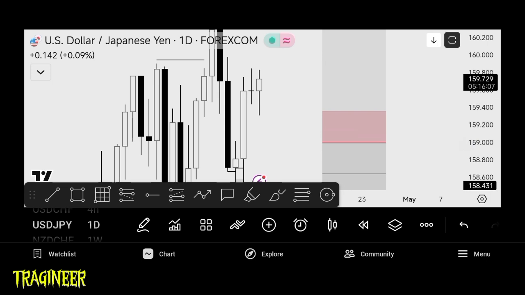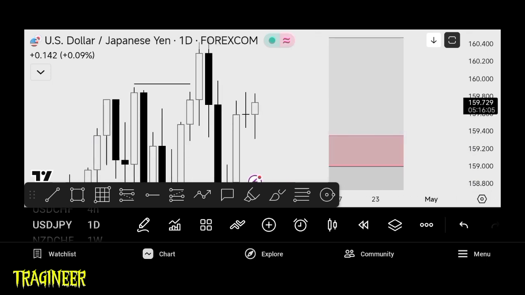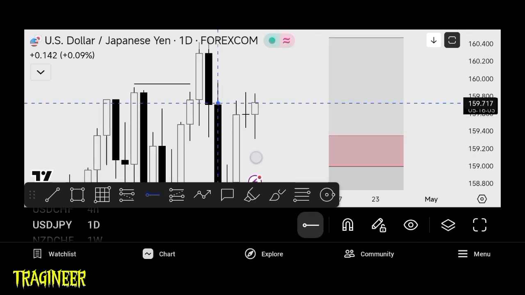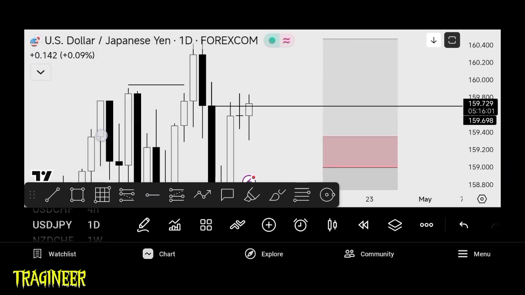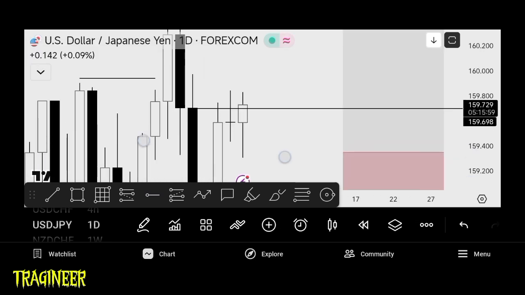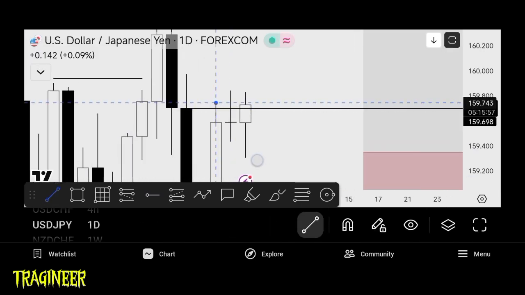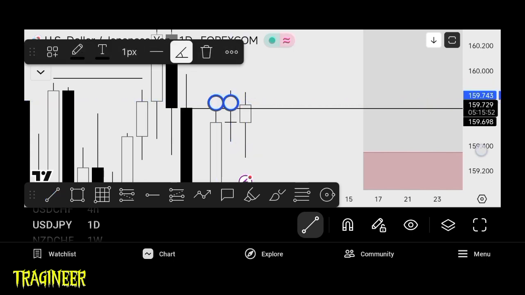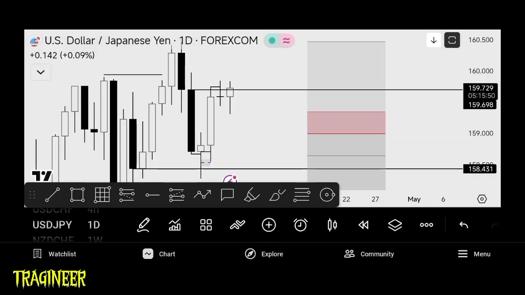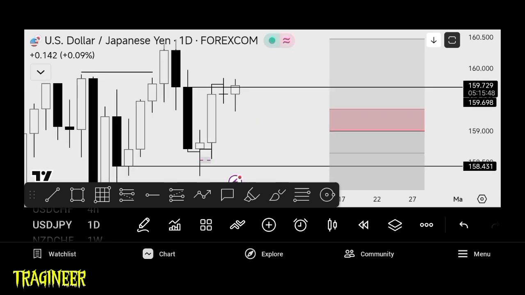So we can see that price is currently in the premium level. And what else can we see? We can see that price is reacting to this open close significant key level. And we can already spot our CRT, right? Where we have an impulsive candle, and price is trying to form an evening star.